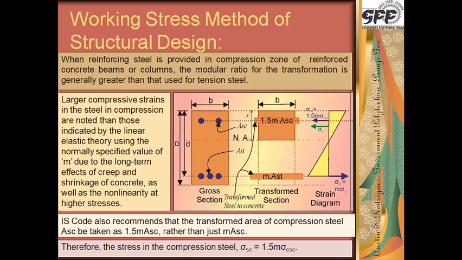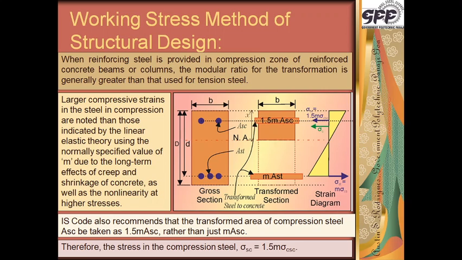Now all this is due to the long-term effects of creep and shrinkage of concrete as well as non-linearity at higher stresses. Normally we have a doubly reinforced section, that is steel in tension as well as compression, when the stresses coming on the section are higher. At this level where the stresses are really higher, the stress-strain relationship does not remain linear. So taking this into account, the value has been changed to 1.5.